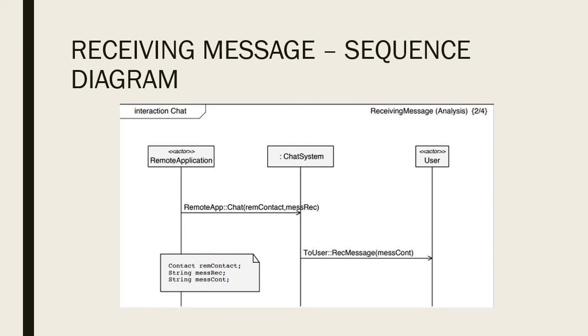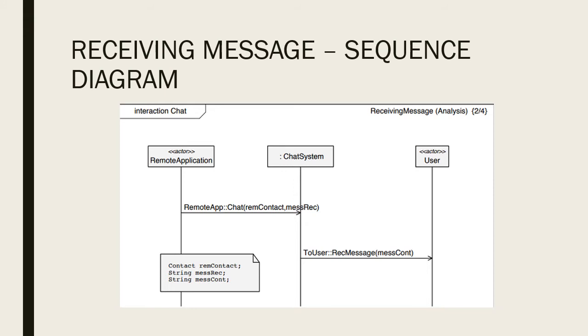We'll be dealing here with a sequence diagram that represents receiving message analysis. A sequence diagram is a dynamic diagram that describes the behavior of a single scenario. It's mainly used to represent interactions between objects, which can be actors from the use case diagram or instances of classes in the class diagram by indicating the chronology of exchanges. So as we can see in this diagram, we have three objects: remote app and user as actors and chat system as instance of class.